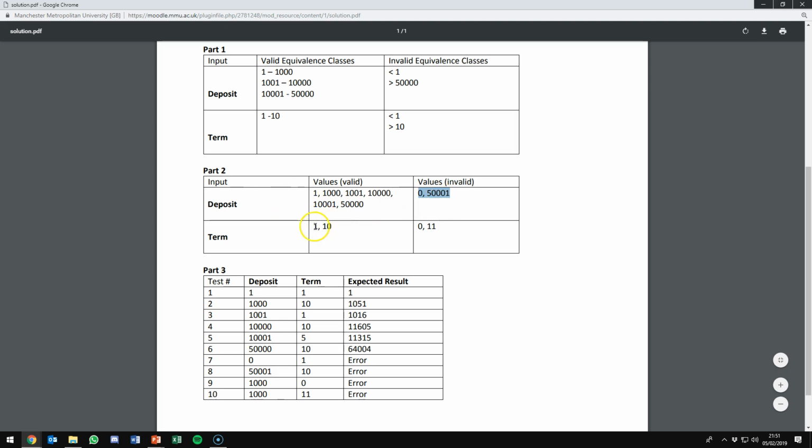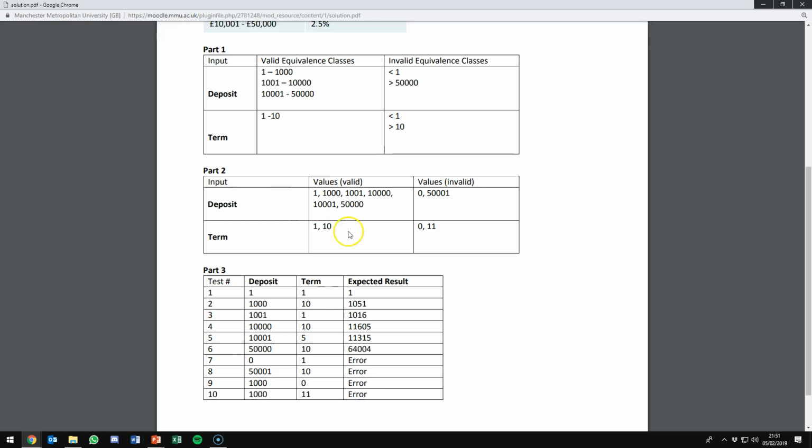And then exactly the same again with term. So you could say 1 and 10 are valid for those equivalence classes. And then 0 and 11, again, you check on the other side of those equivalence classes. And this would give you a test plan, which is part 3. And you would just say, for example, let's say someone deposits £1 over 1 year. That's not going to net much interest. They would just get their pound back.